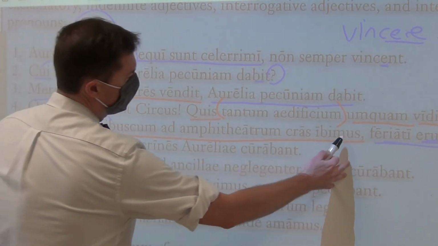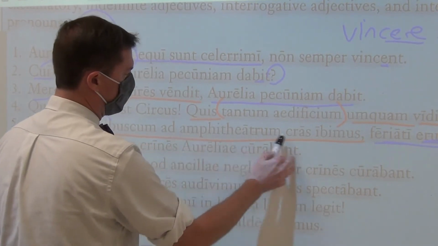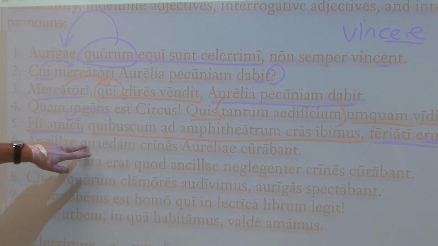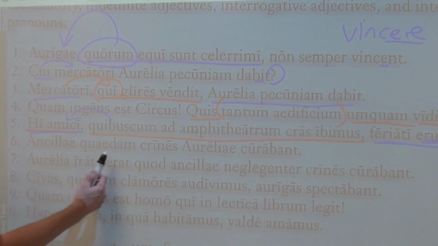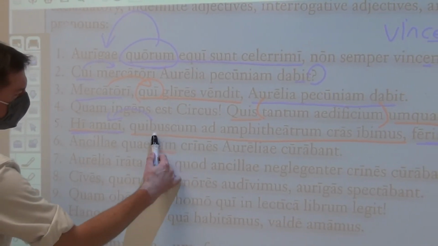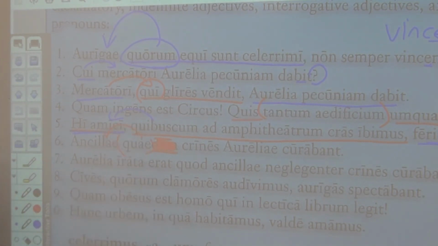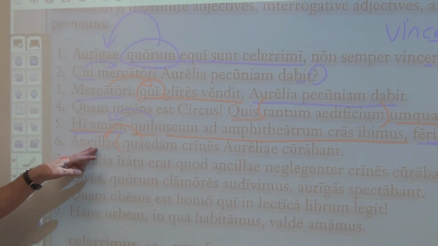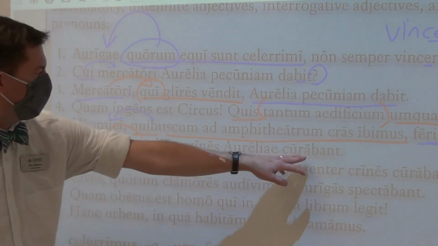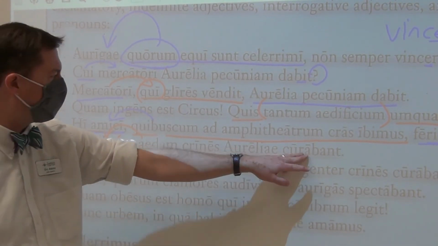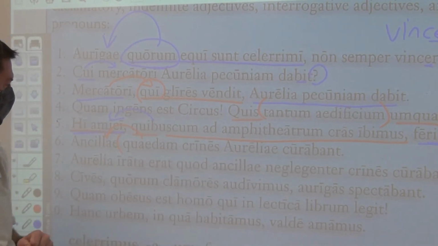With whom we will go to the amphitheater tomorrow. The friends with whom. Ancillae quaedam. Here you can see the qui, quae, quod. The dam, but you don't look at the dam. Instead, you look at the quae to tell that it's modifying the ancillae. But with that dam there, it's certain slave ladies were caring for the hair of Aurelia. We're taking care of Aurelia's hair.